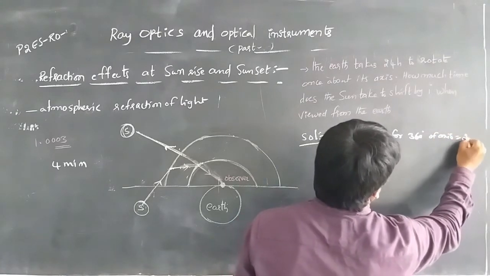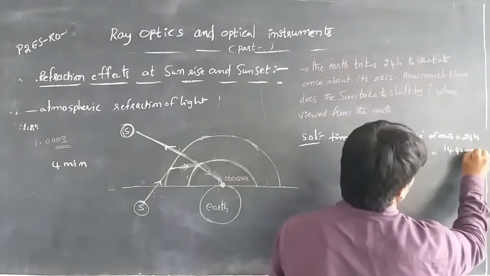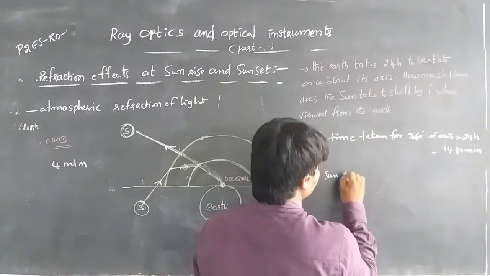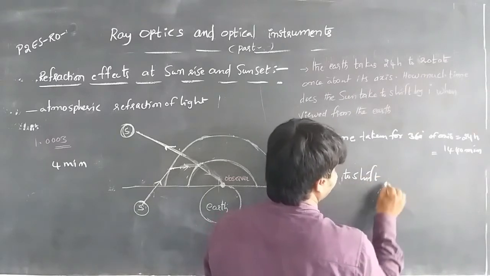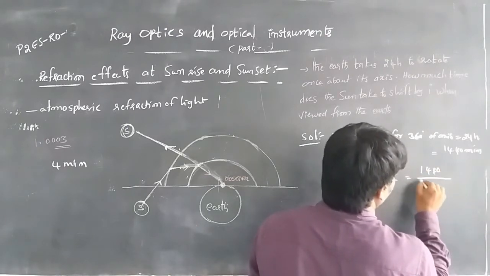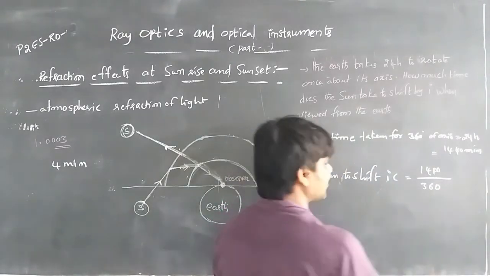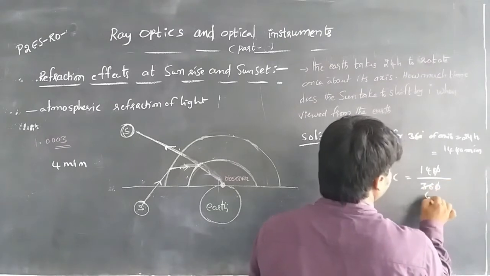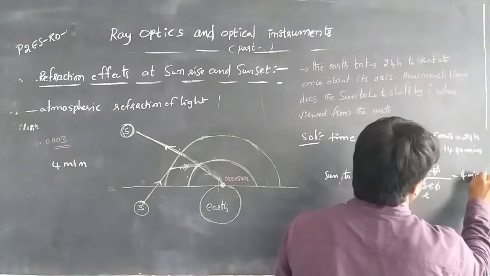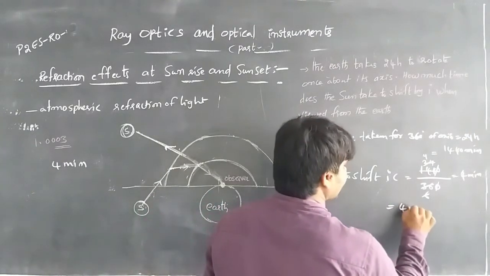Axis is 24 hours. 24 hours means 1440 minutes. For the sun to shift 1 degree, that is equal to 1440 minutes divided by 360 degrees. By the calculation, it is 4 minutes. So 4 minutes are taken to shift 1 degree.